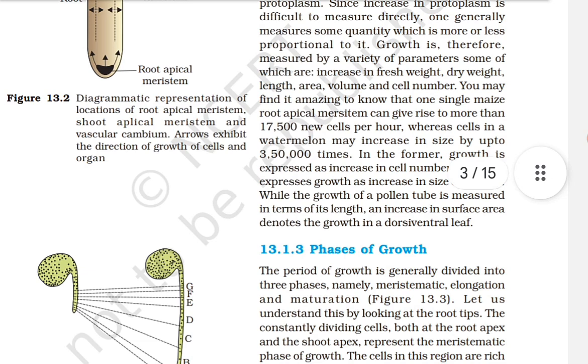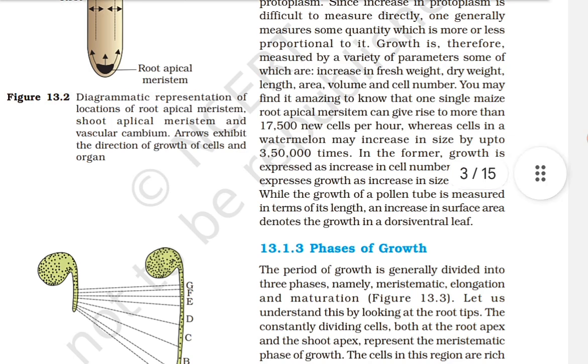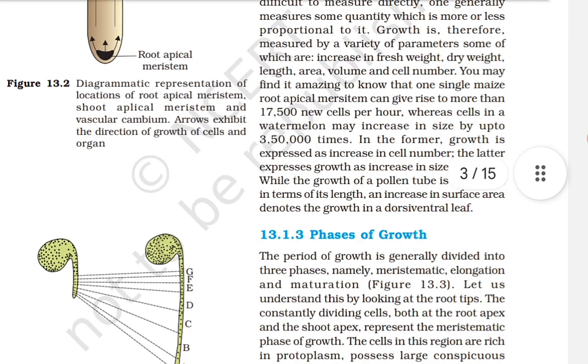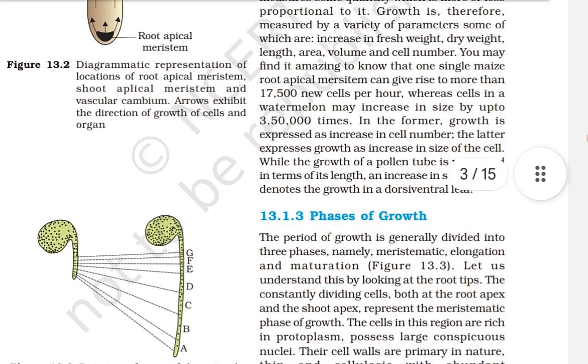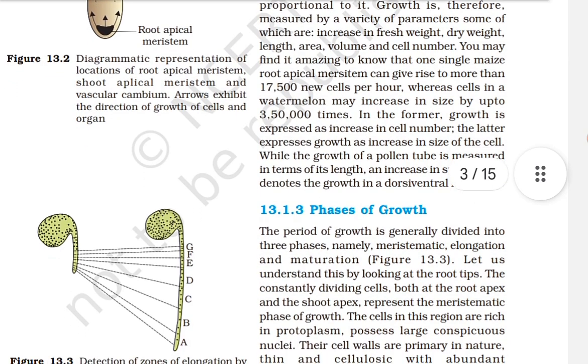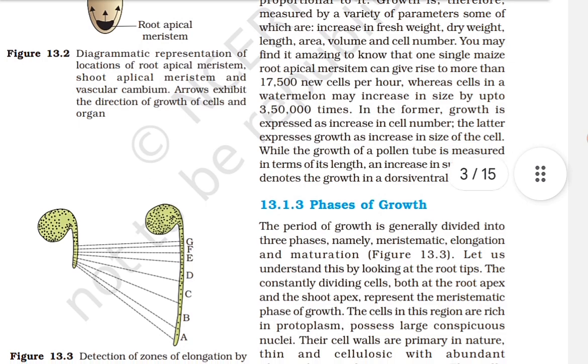You also know that in dicotyledonous plants and gymnosperms, the lateral meristems, vascular cambium and cork cambium, appear later in life. These are the meristems that cause the increase in girth of the organ in which they are active. This is known as secondary growth of the plant.